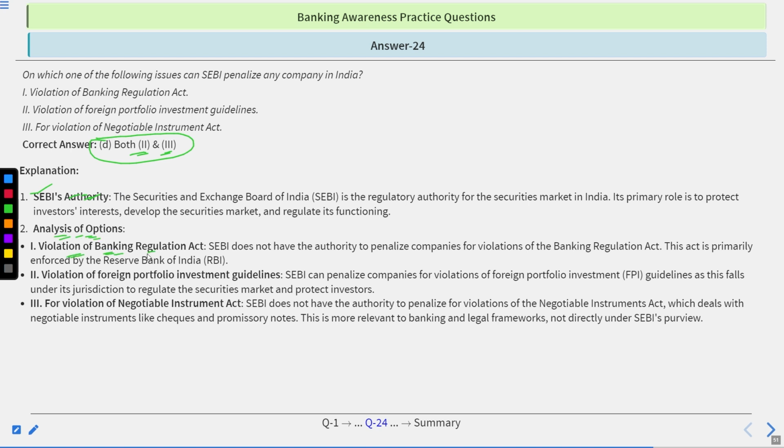Analysis of options. Violation of the Banking Regulation Act: SEBI does not have the authority to penalize companies for violation of the Banking Regulation Act, which is primarily enforced by the Reserve Bank of India. Violation of foreign portfolio investment guidelines: SEBI could penalize companies for violations of foreign portfolio investment guidelines, as this falls under its jurisdiction to regulate the securities market and protect investors. Violation of the Negotiable Instruments Act: SEBI does not have the authority to penalize for violations of the Negotiable Instruments Act, which deals with negotiable instruments like cheques and promissory notes, more relevant to the banking and legal framework, not directly under SEBI's purview.